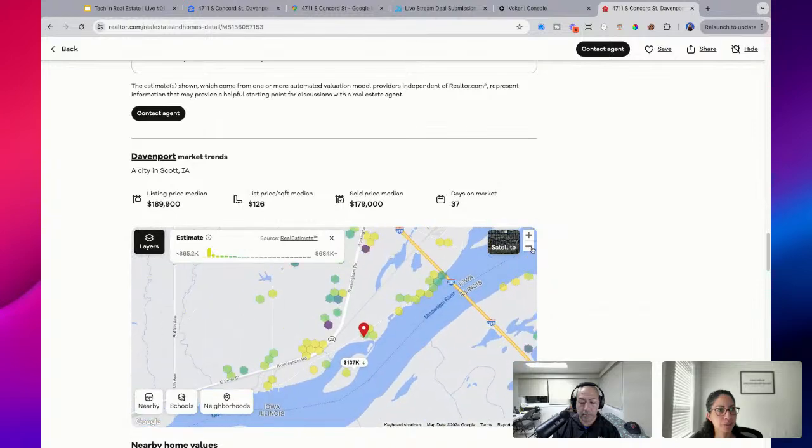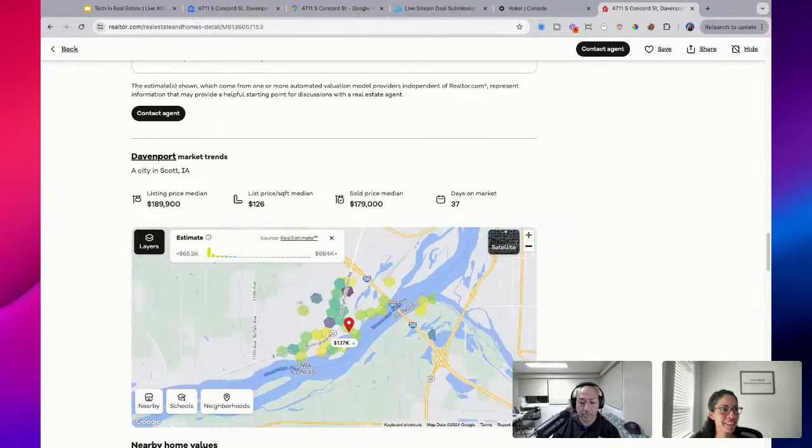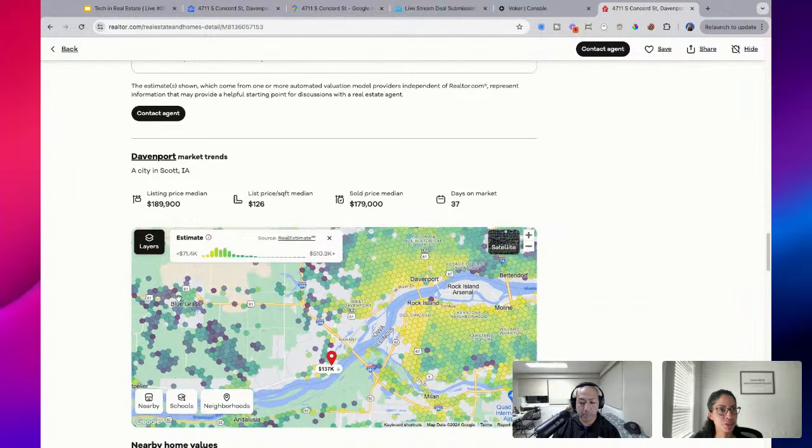Yeah, it's a pretty cool tool. I would encourage anyone who likes to geek out on numbers to check it out. Yeah, definitely.